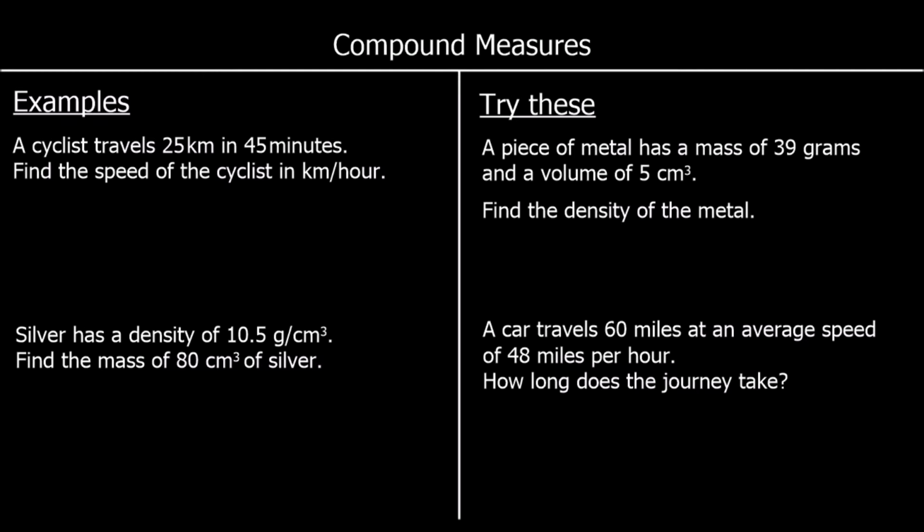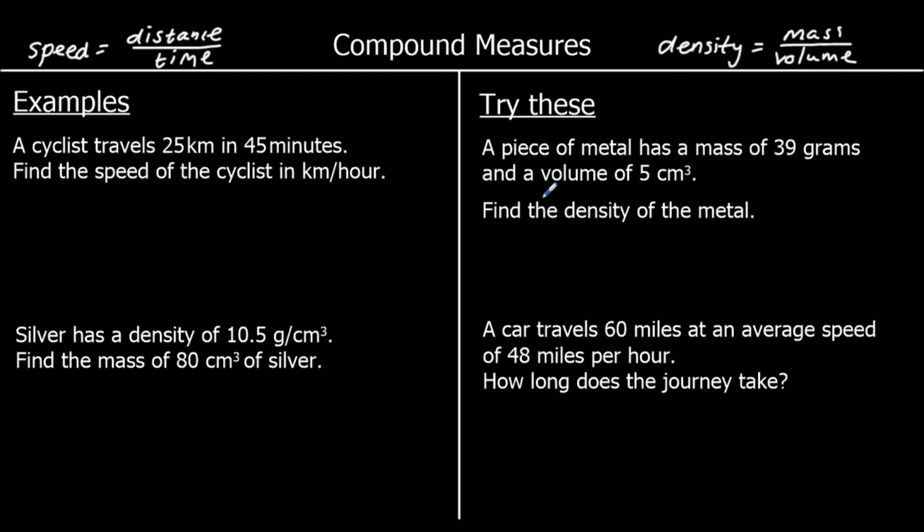Starting with compound measures, this is speed and density. They're compound measures because they're made up of other measures. So speed is made up of distance and time. Speed is distance divided by time. And density is the mass divided by volume.